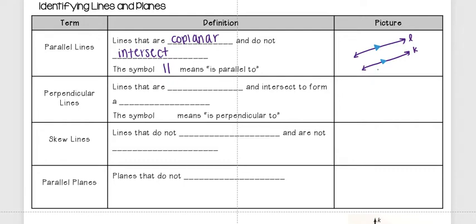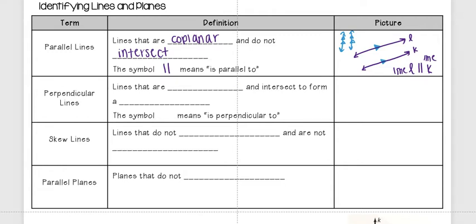And if there's multiple parallel lines, let's say these were parallel as well, I would go ahead and mark this with 2 triangles so that you can tell which lines are parallel to each other. And so if I were saying line L is parallel to line K, I could write L is parallel to K.